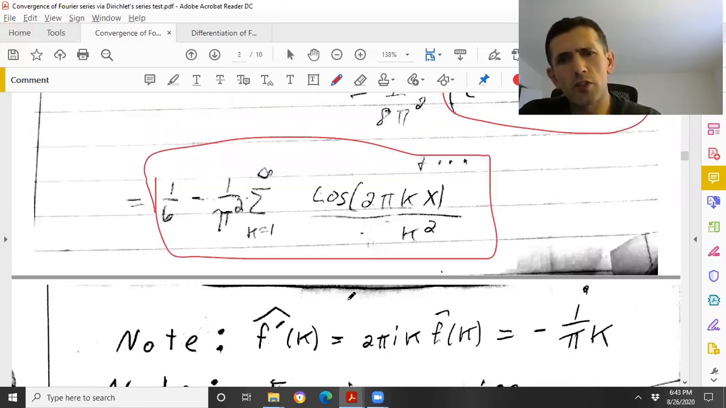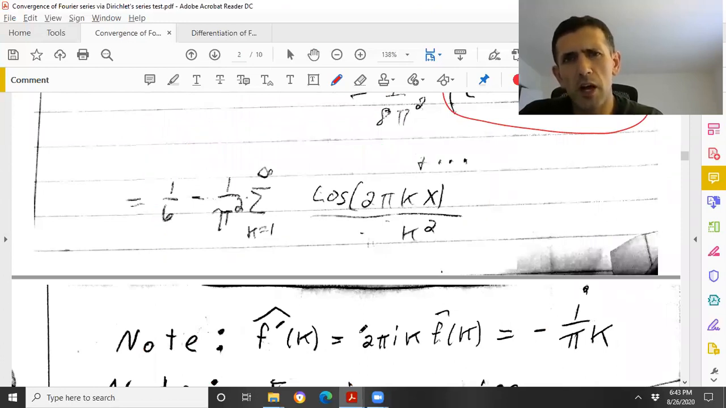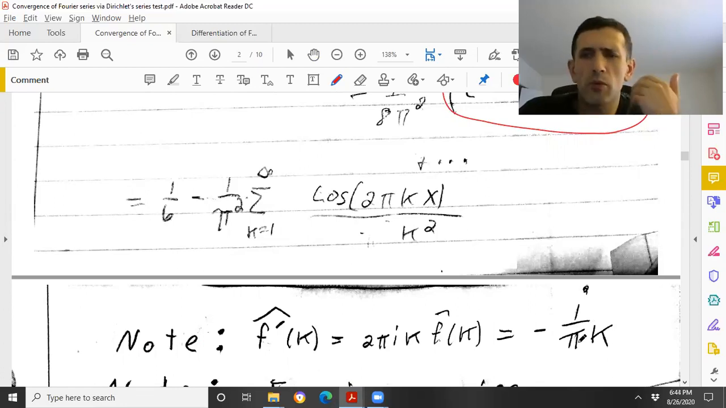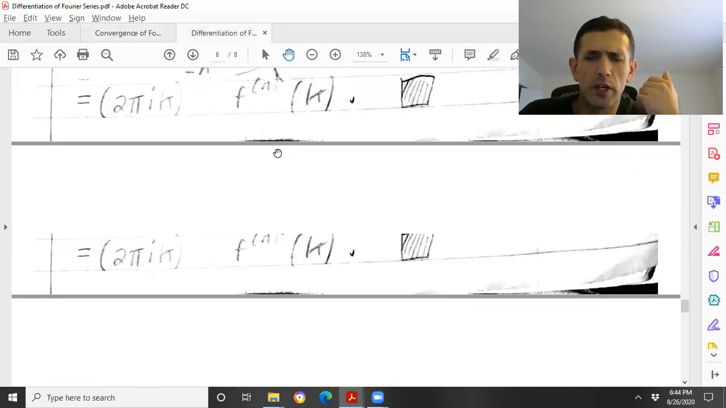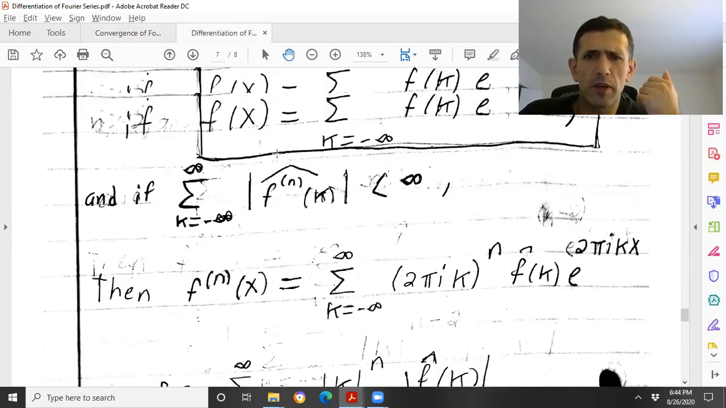So, two notes. One is that if we go back and use this proposition backwards, we get that the Fourier coefficient of the derivative is 2 pi i k times the Fourier coefficient of k, and just plug and chug. We just computed this, so this becomes minus i over pi k. And that's not very good. That's certainly not enough decay to invoke this corollary.